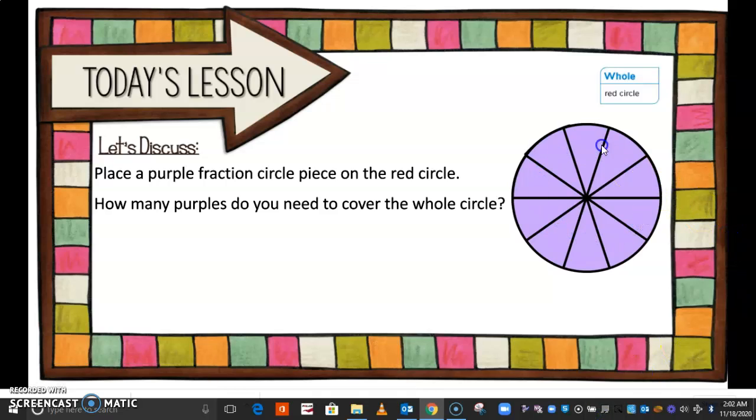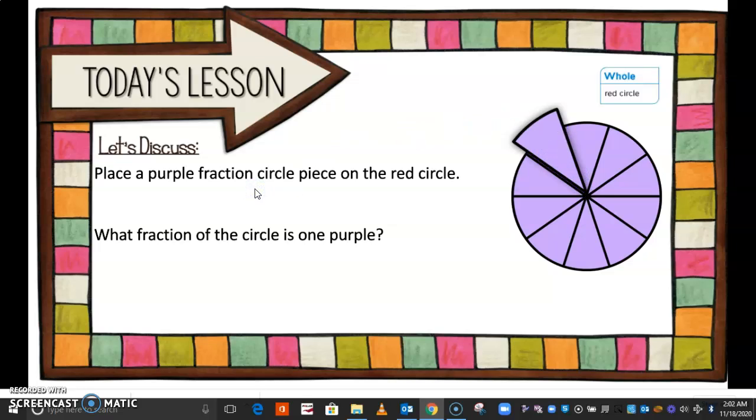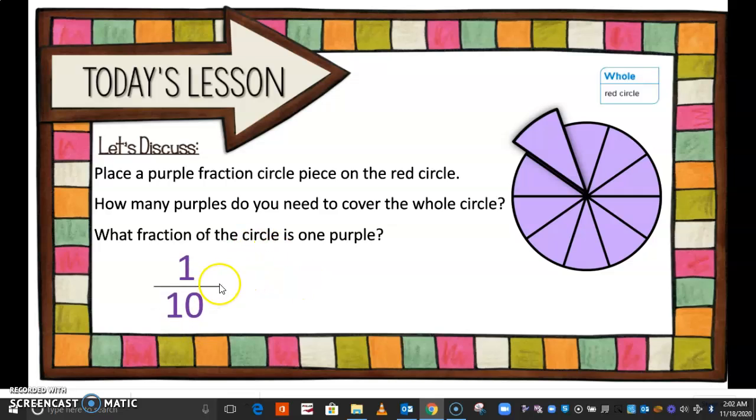Okay, well, if you started with this one and counted around, you would count 10 pieces. 1, 2, 3, 4, all the way around. Okay? So what fraction then of the circle is just one of these pieces? If there's one piece out of 10, then we would have 1/10. Okay? 1/10, right? That's one piece would be 1/10. Now, this is the new learning, guys, so really listen.